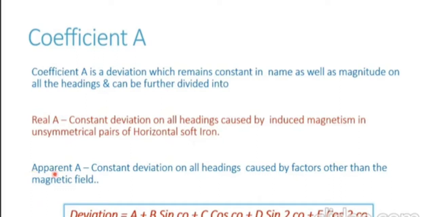The second part, which is called apparent A. Apparent A is a constant deviation on all the headings, which is caused by factors other than the magnetic field.